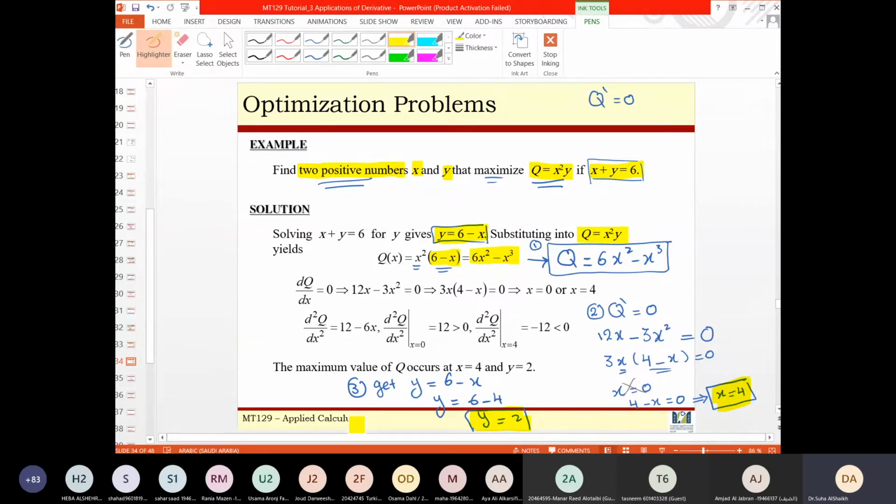Let's solve the problem. Is it clear? It is solved. You have the solution written here, but I chose not to write the solution. It's just 1, 2, 3 steps.